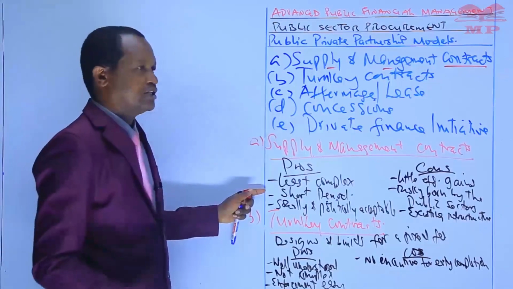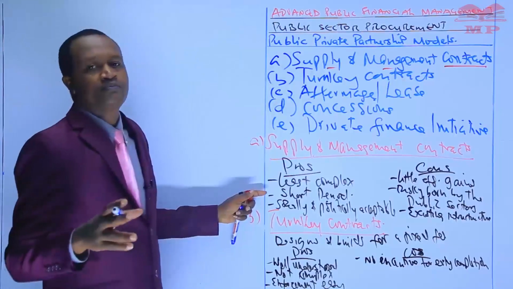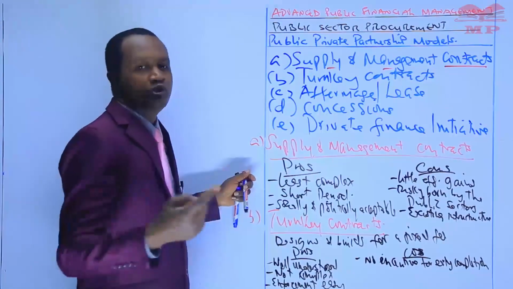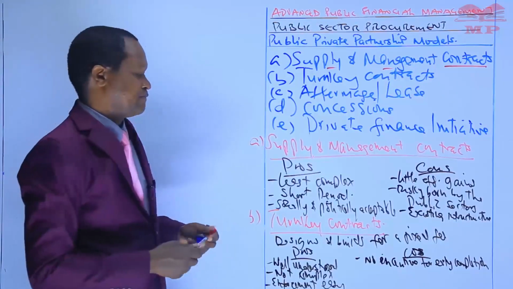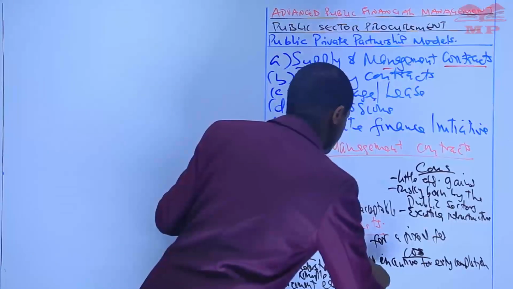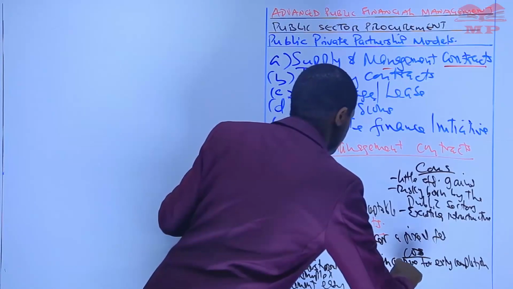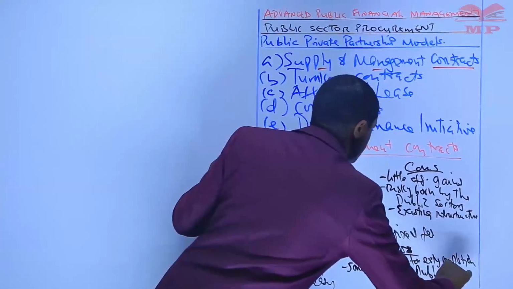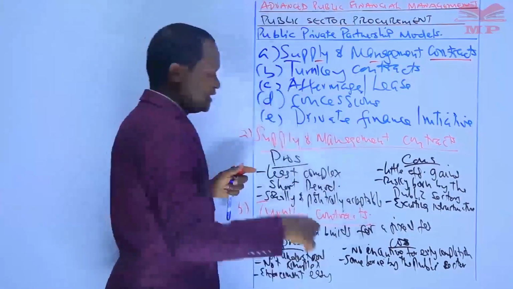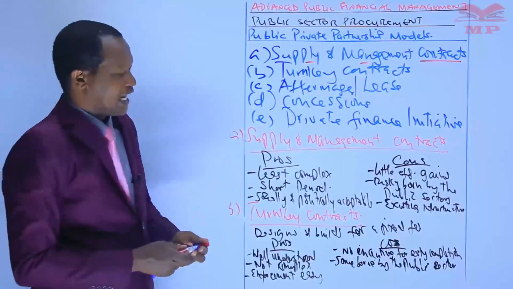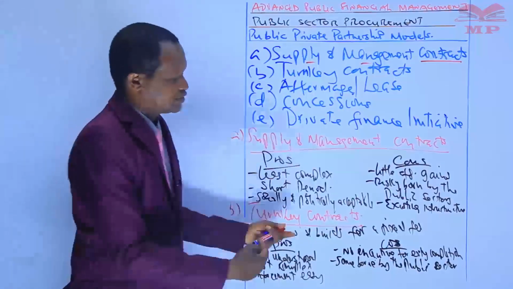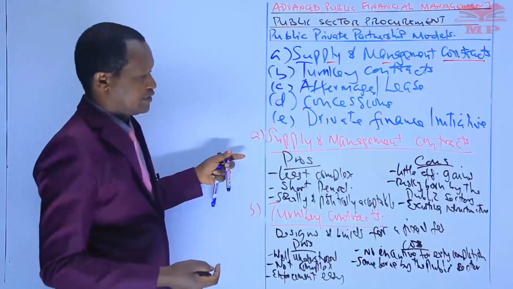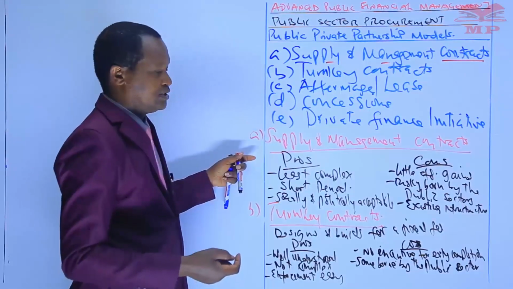Another point is that all risks except those in the construction and installation phase are borne by the public sector. Apart from the design risks and the early construction risks, the rest of the risks are borne by the public sector. That's a disadvantage.